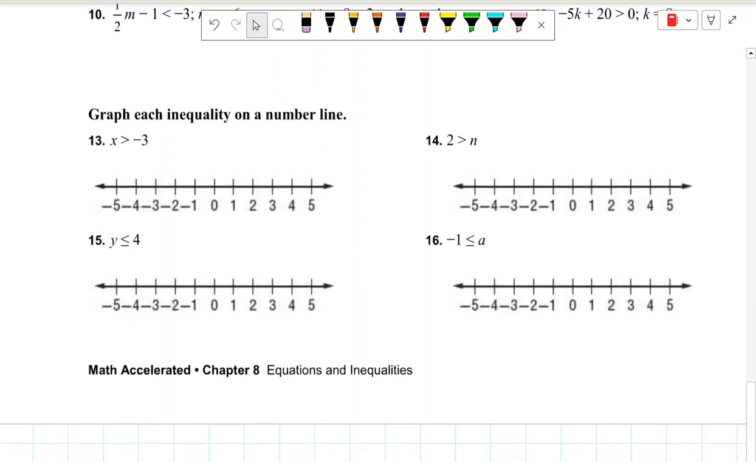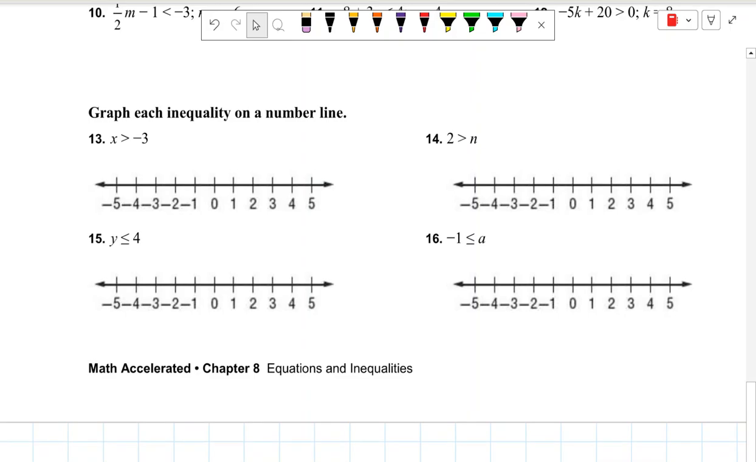And then finally, the last set of directions says graph each inequality on a number line. So you're just going to say X is greater than -3, so you shop for -3, you circle it, then you determine if you colored in or not, and then this one is an open point, so we leave it open, and X is greater, so we're going to go to the right. And you can finish off the odds and evens.